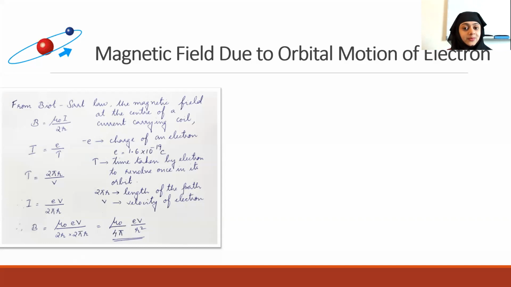10 raised to minus 7, because mu naught is equal to 4 pi into 10 raised to minus 7. So this is a constant value. Its value is 10 raised to minus 7. Of course, you can write it like that.